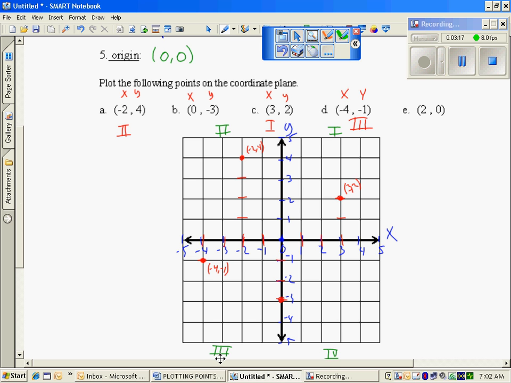And the last point, the x direction tells me 2 positive, so that moves right 2. Don't move at all in the y direction, so stay where you're at, and that is called an x-intercept. It's neither in quadrant 1 or quadrant 4.